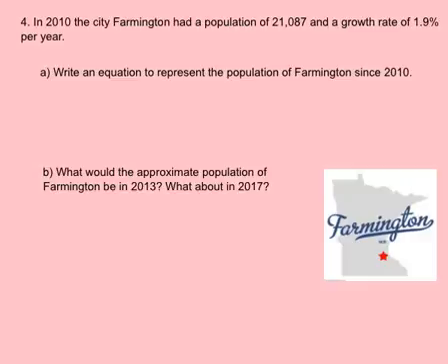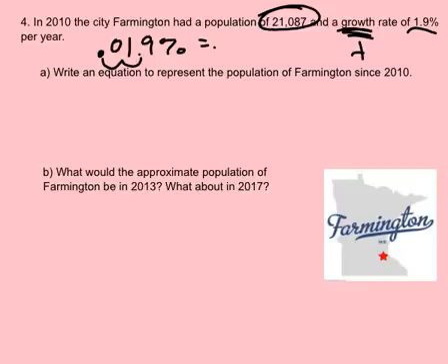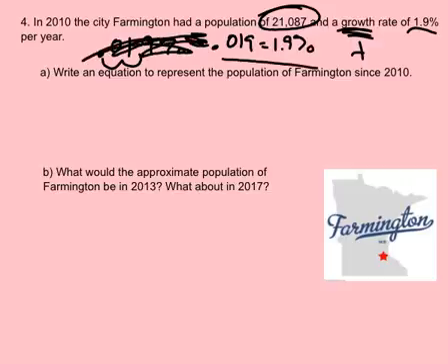In 2010, the city of Farmington had a population of 21,087 and a growth rate of 1.9%. Growth, increase. So make sure you know 1.9%, move the decimal 2, so I get 0.019 is equal to 1.9%. This side doesn't matter anymore. That's what I need to know. You need to know this here.